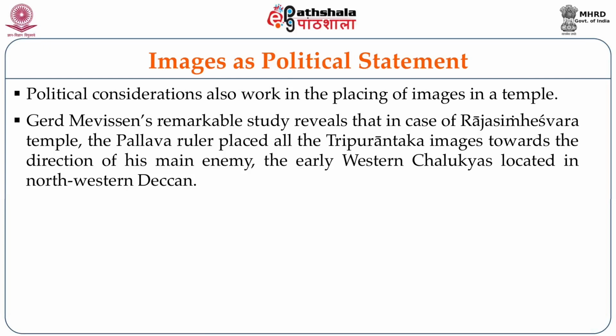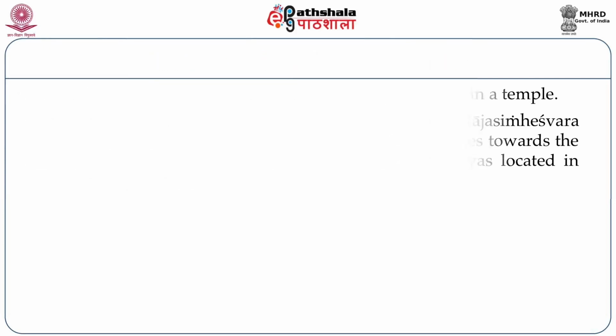There is another very interesting example about the position of the Lord Tripurantaka. Gerd Mevissen has done a wonderful work on this, and we find that the placing of an image in a particular temple becomes very important. Here we find that in case of Rajasimheshwara temple, the Pallava ruler placed all the Tripurantaka images towards the direction of his main enemy, the early western Chalukyas located in northwestern Deccan.